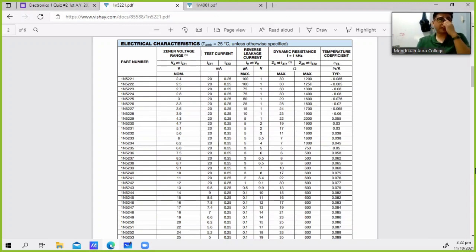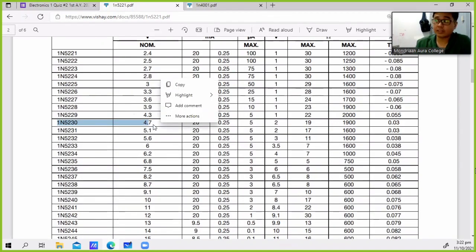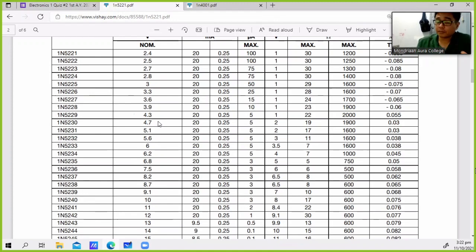So, di ba ibig sabihin ng temperature coefficient, pag may pagbabago sa temperature, meron din pagbabago sa ating Zener voltage. Okay? Maaaring dumagdag sa Zener voltage natin or maaaring bumawas sa Zener voltage. So, for example, let's say 1N5230 na Zener diode, it has 4.7 volts as the nominal Zener voltage. So, ibig sabihin, if it is properly reverse biased, all throughout ma-maintain niya yung 4.7 volts na yun. Nire-regulate niya yung amount ng voltage na yun.